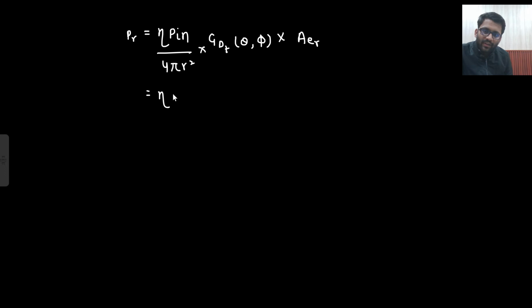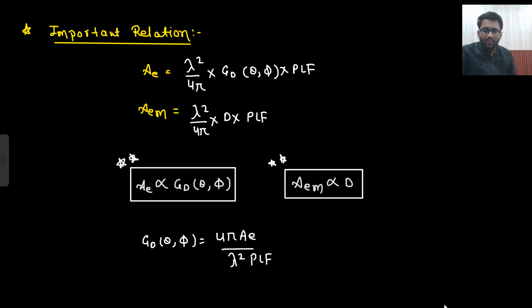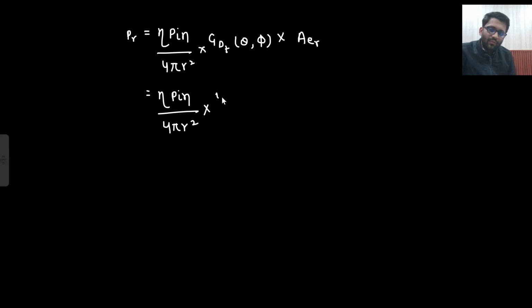So what I am getting is eta into P_in divided by 4 pi r square. Now the directive gain of a transmitter, what would that be? What is the formula that we have developed? 4 pi effective aperture area of the transmitting side upon lambda square into polarization loss factor. This is your directivity into A_er.